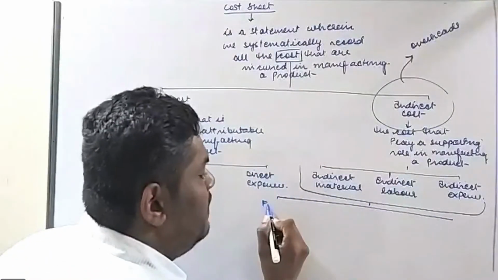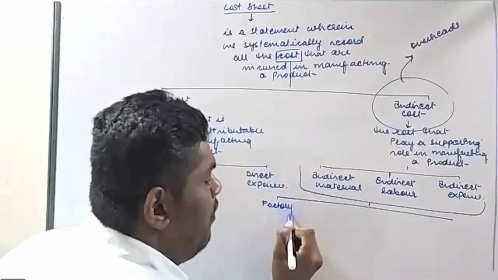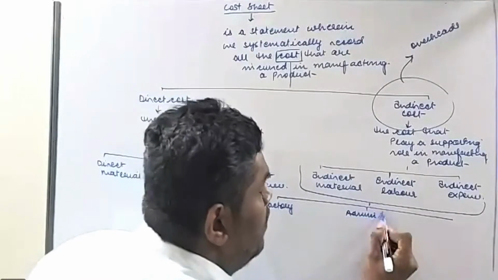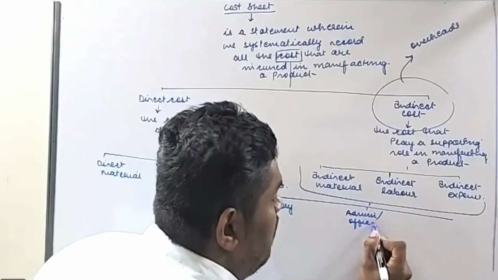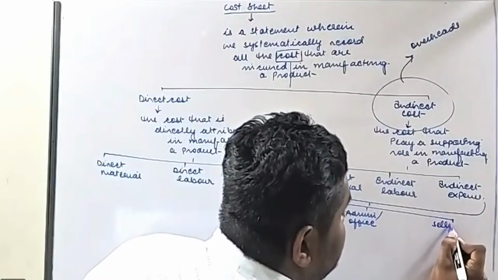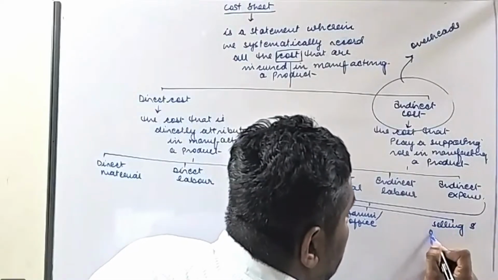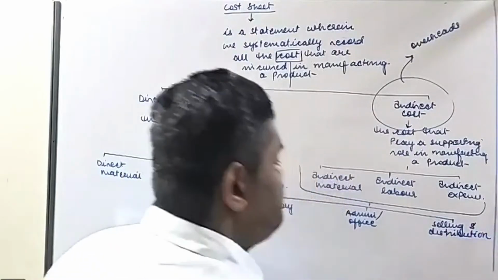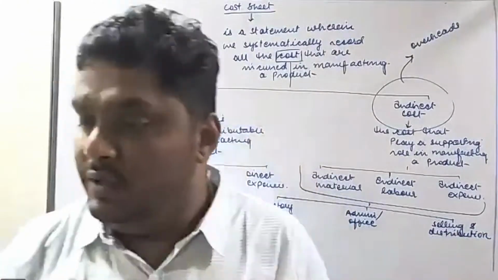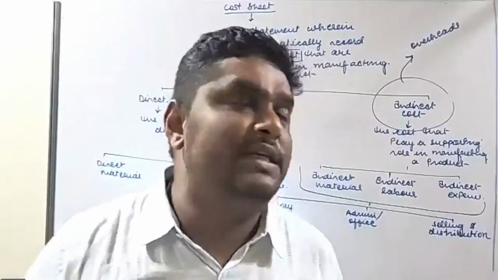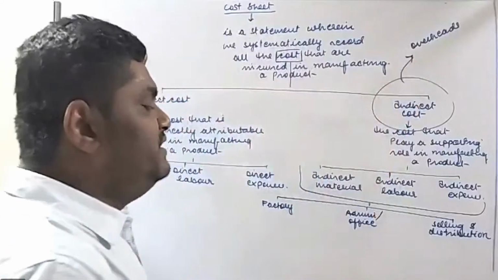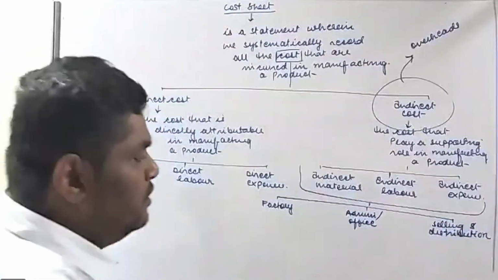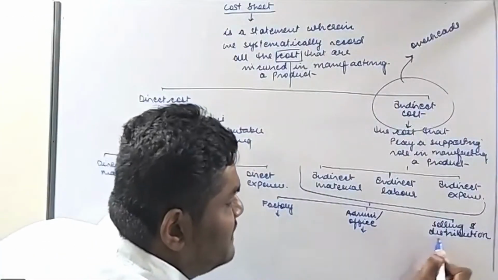That is at factory, admin, or we can say office, and the third one is selling and distribution. So these indirect costs are also incurred at three stages, or we can say the overheads are also incurred at three stages. That is factory, office and admin, and selling and distribution. So I'm writing few examples for your reference.